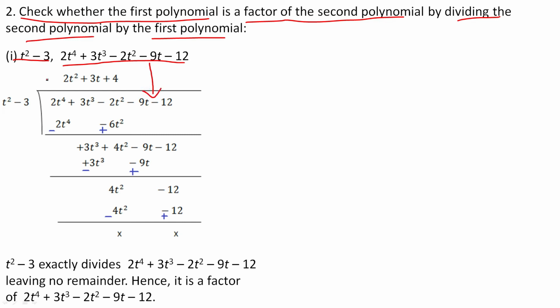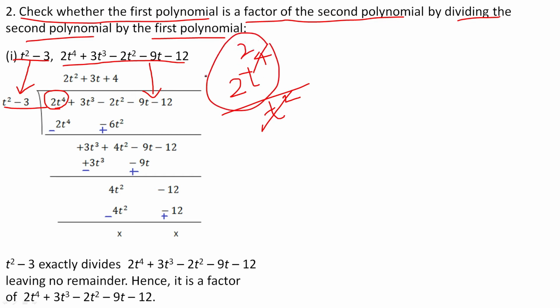Here you write the first term in the dividend part. Now 2t power 4 divided by t square. T square you can cut, t power 4 cut and write 2. So 2t square. Write this 2t square in the quotient.